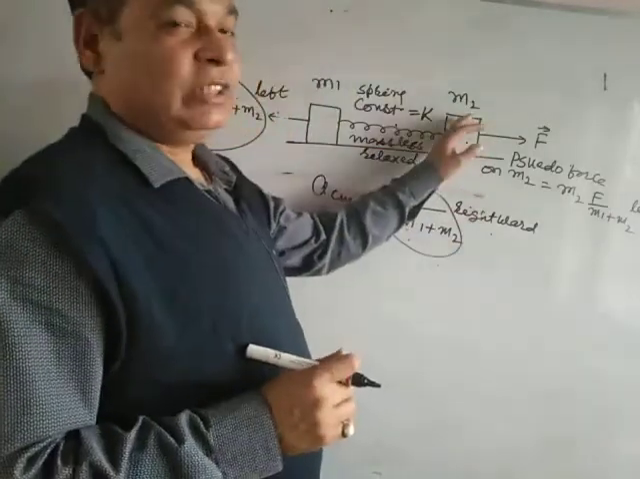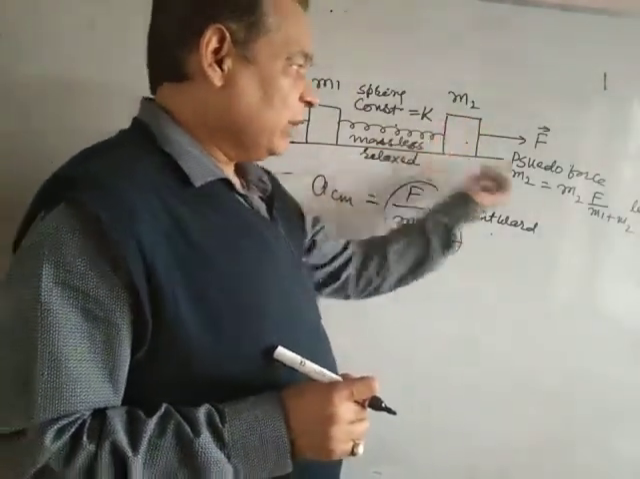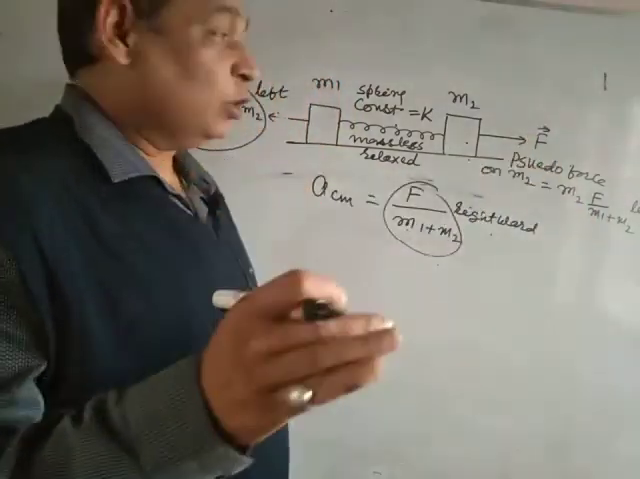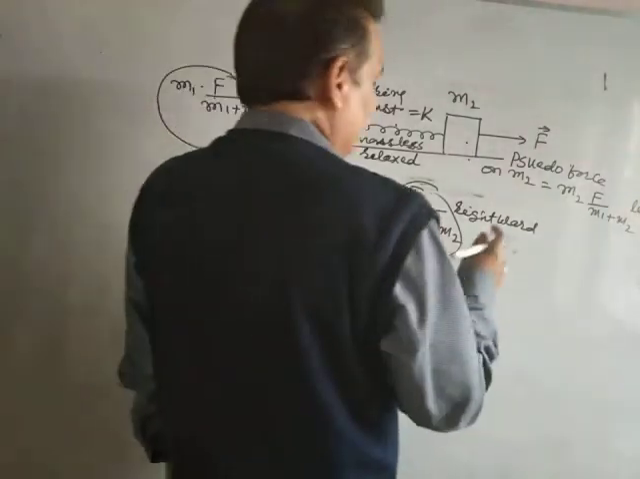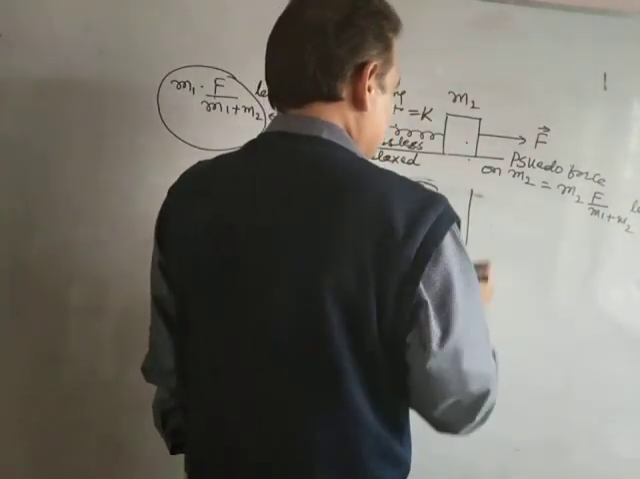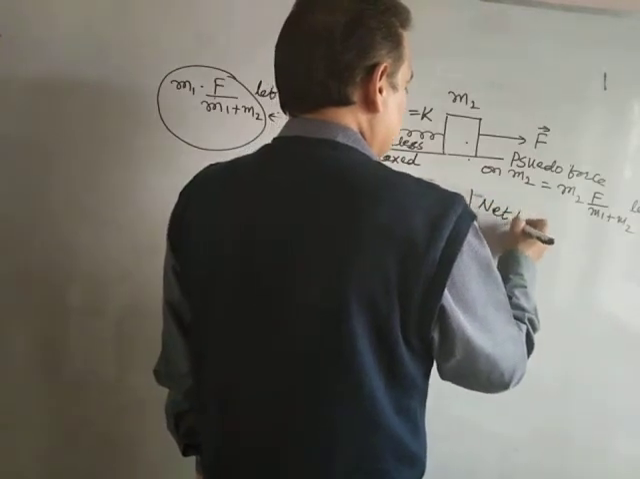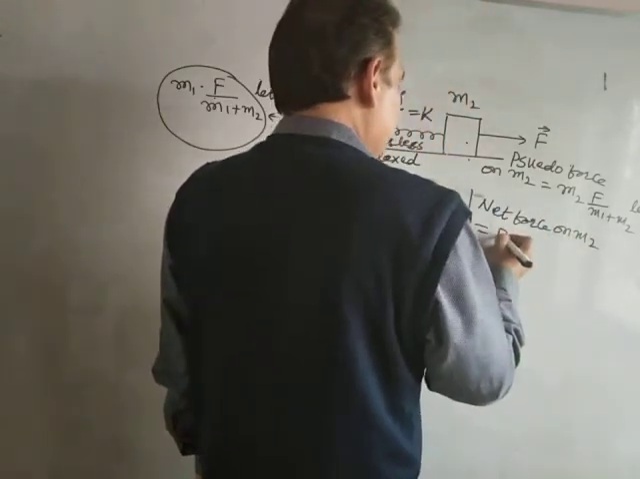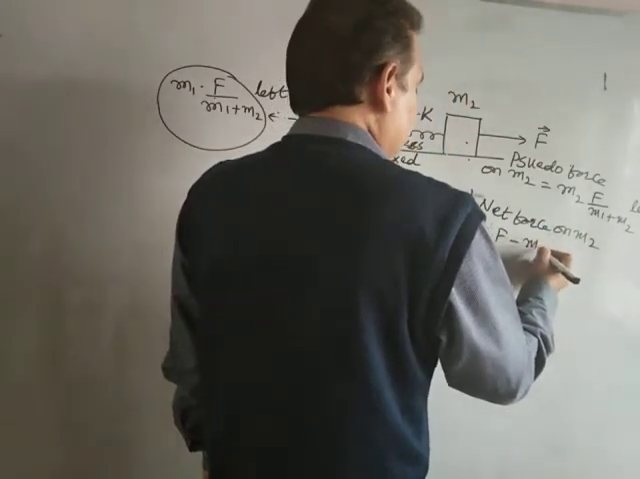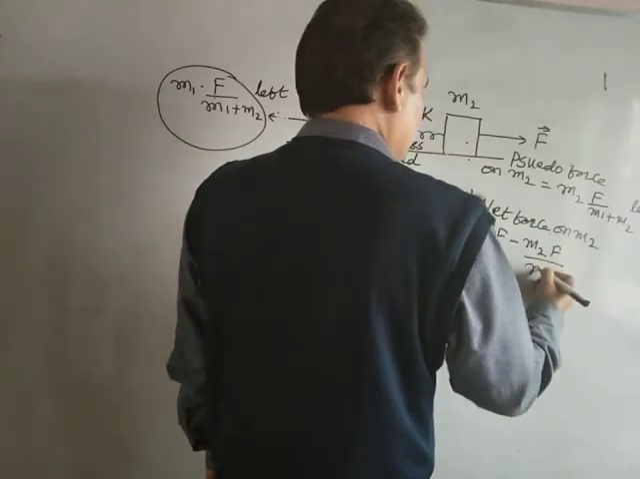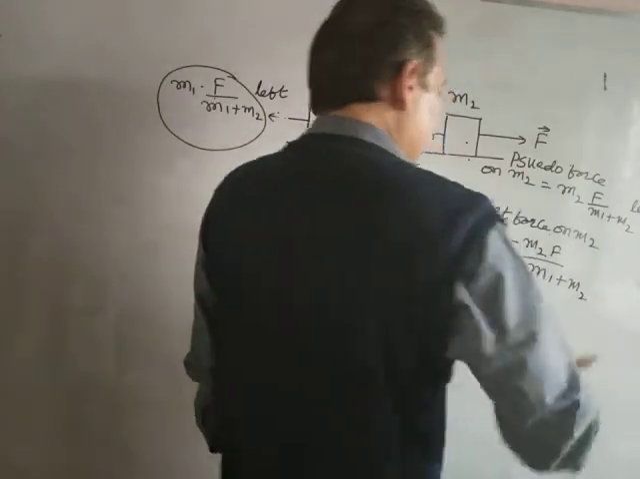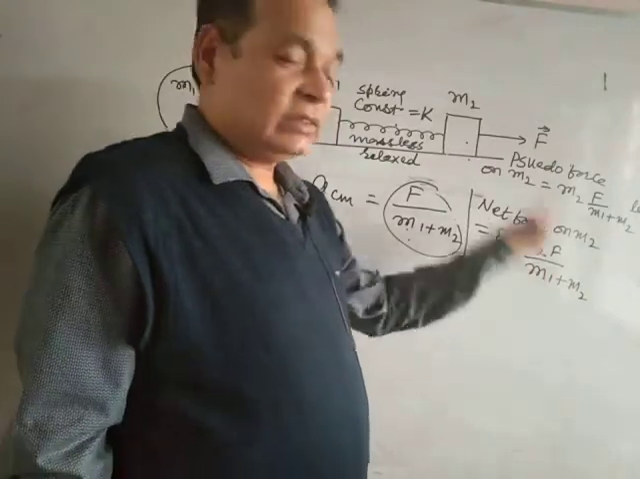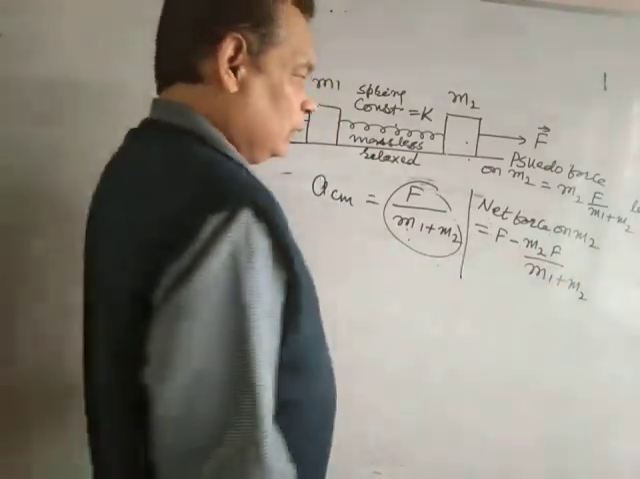Actually, there are two forces on this M2. One of them is the pseudo force, which is leftward with this value. The other is F. Then the net force on M2 will be F minus M2F upon M1 plus M2. Why? F is rightward, this pseudo force is leftward, so the minus sign appears, and this is the net force. Okay.